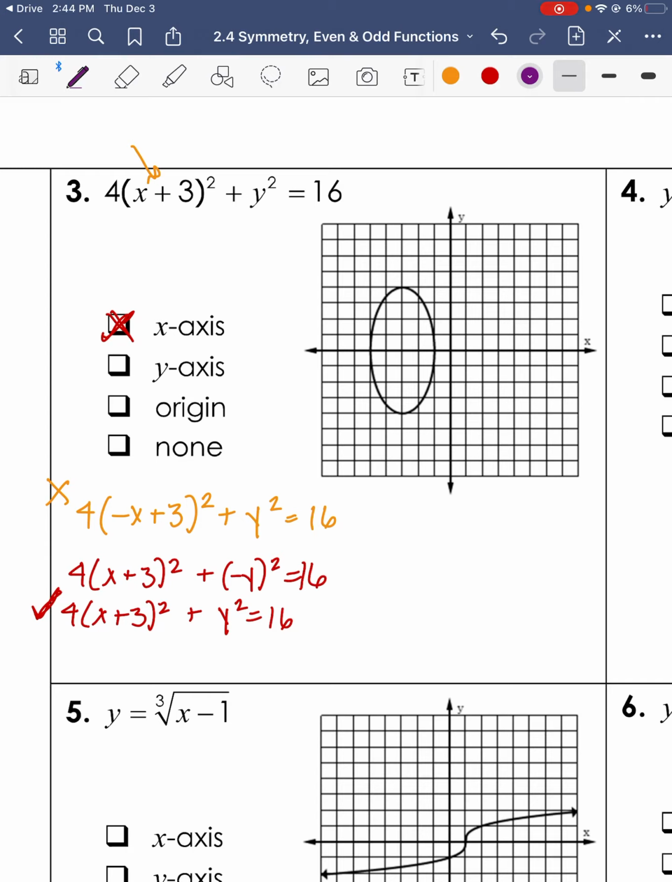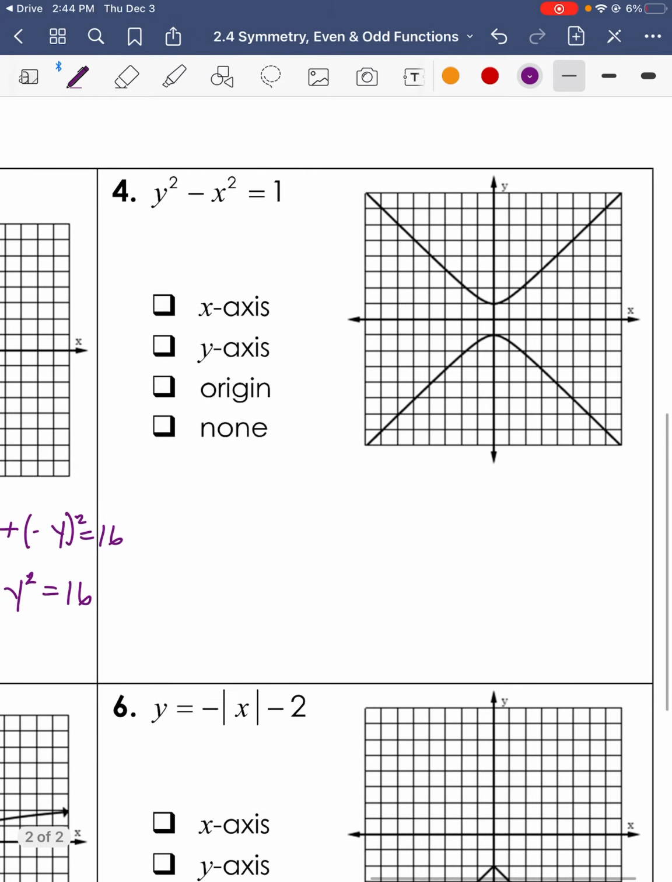Okay, and then our last test is for symmetry about the origin, where we will replace both of them. So we'll have 4 times negative x plus 3 squared plus negative y squared is equal to 16. If we just do what we can here, which is square that y, that negative y is going to be positive y squared. We don't have the original equation, so there's no symmetry about the origin. So just x-axis there.